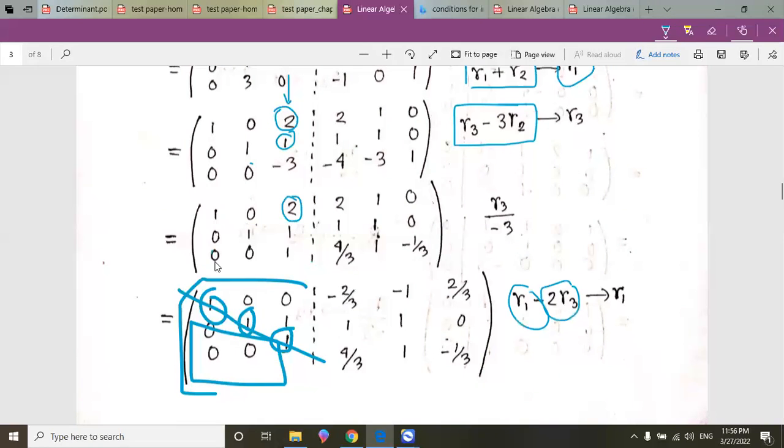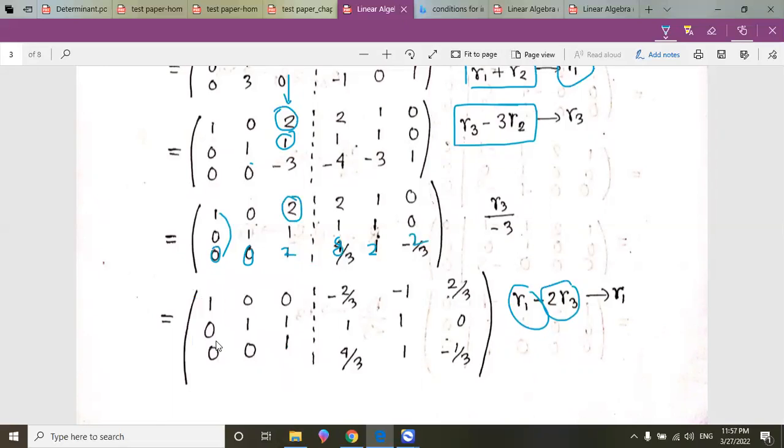So 2 multiply 0 is 0. 2 multiply 1 is 2. This will be 8 by 3. Okay, 8 by 3. It will be 2, and it will be minus 2 by 3, okay? So now just subtract the third row from the first row.